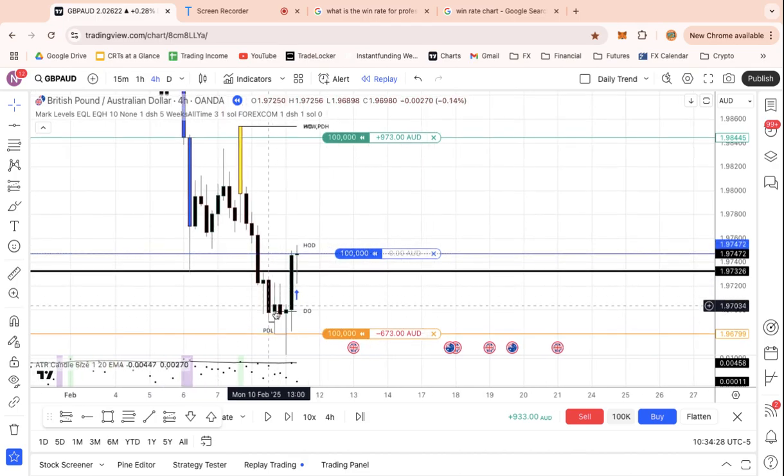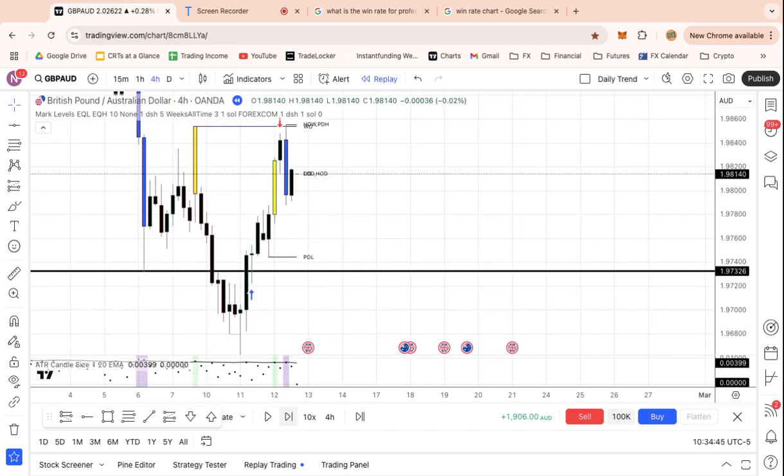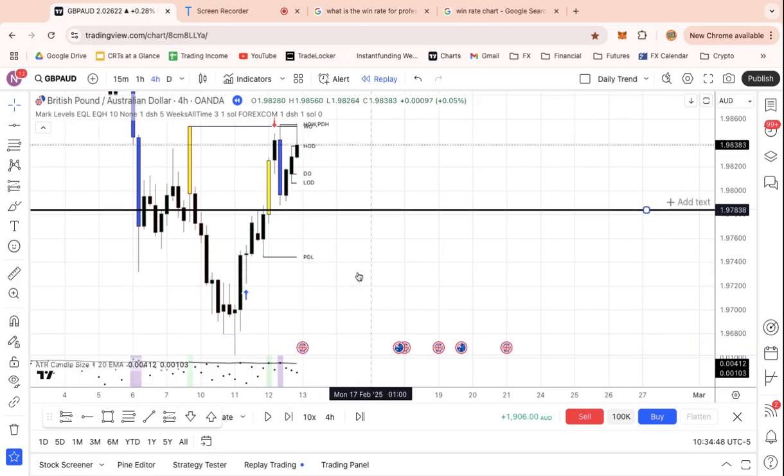So basically, I'm counting on this consolidation to just give us the momentum to take us back up this way, back long. So again, I'm operating off this candle range right here on Thursday, 5 a.m., the London session range. So let's see what happens. And that was a winner. Awesome. Let's keep going.